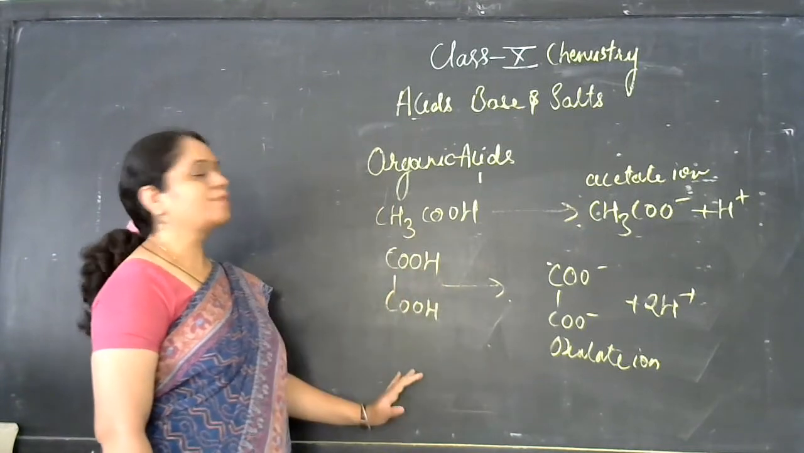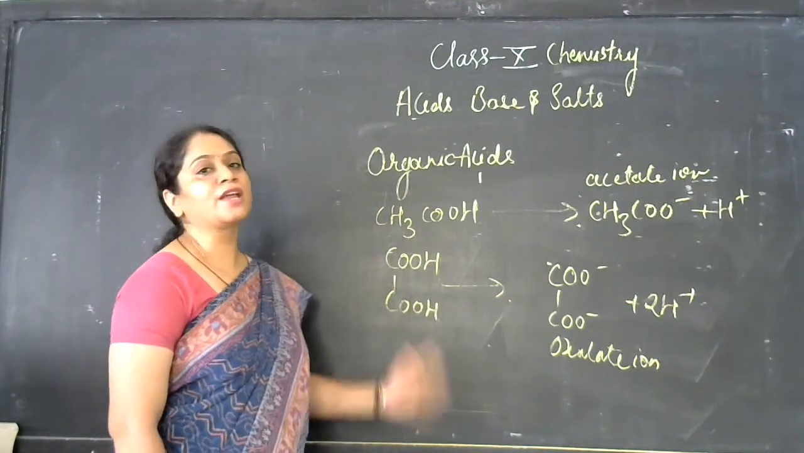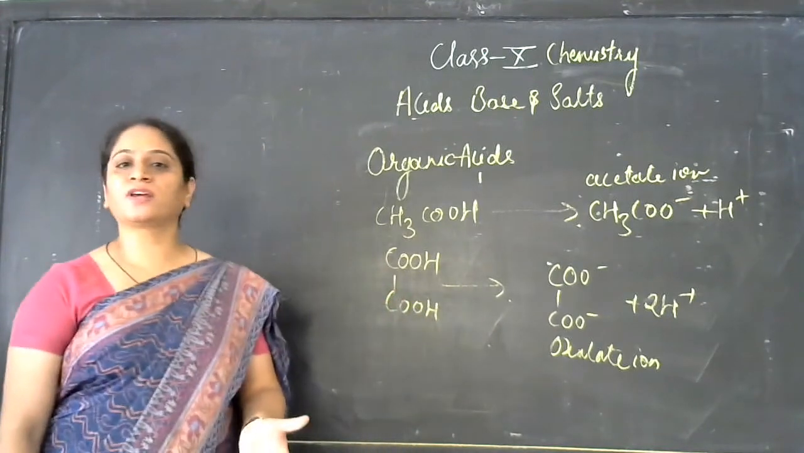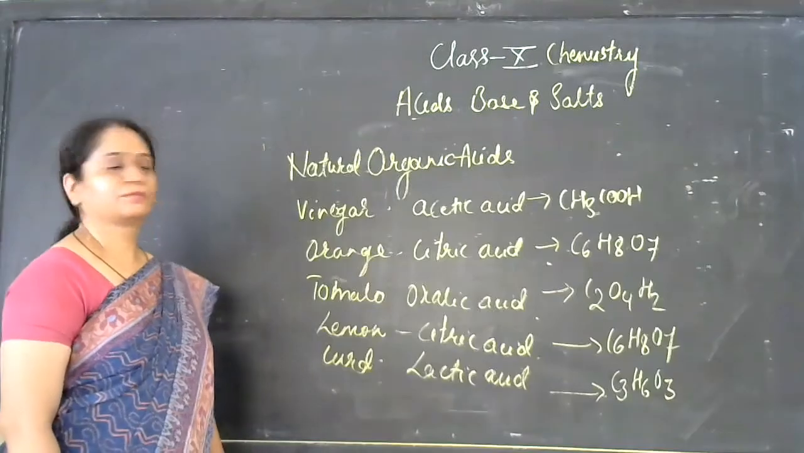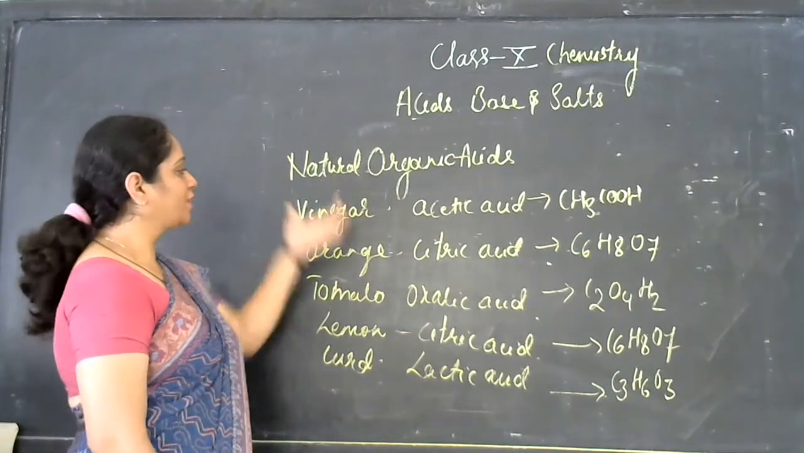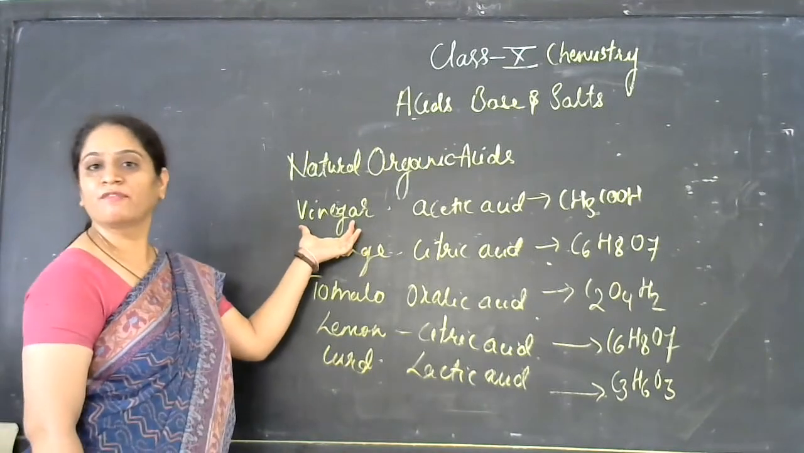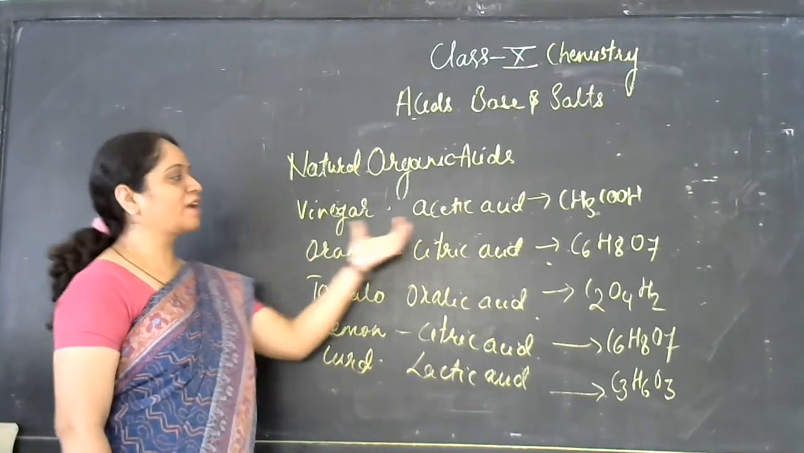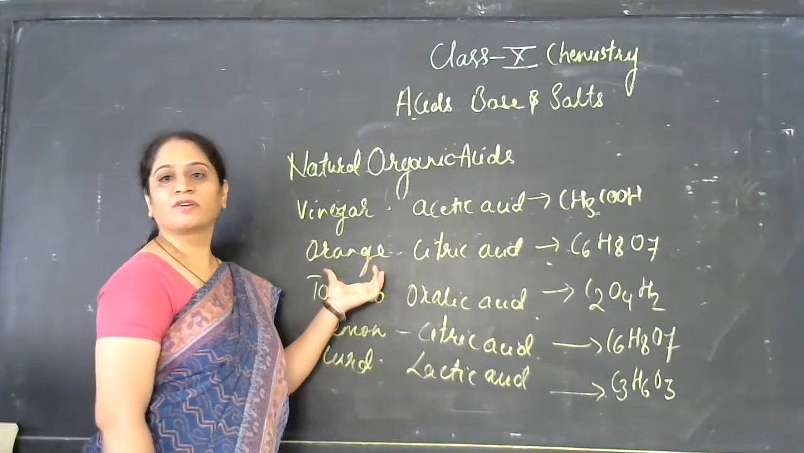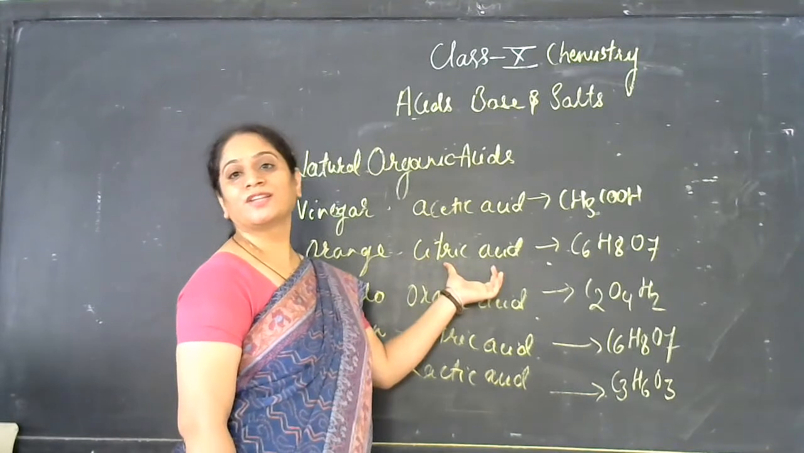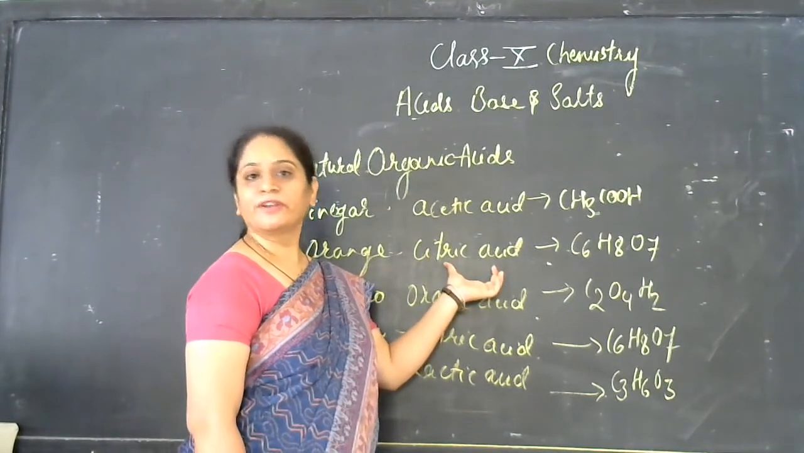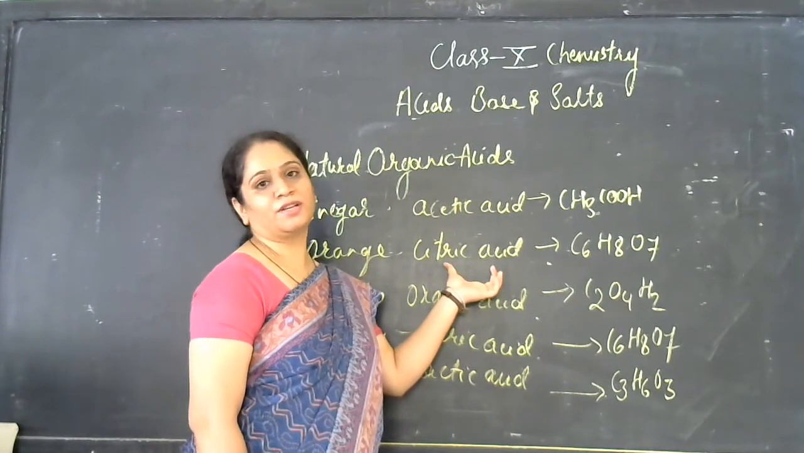These come under the category of organic acids, and organic acids are generally present in our foodstuffs also, like turmeric. These are natural organic acids, present in foodstuffs like vinegar. Vinegar contains acetic acid, and similarly orange contains citric acid. That's why it is sour in taste. If you put these solutions over a metal, they can corrode the metal very easily.